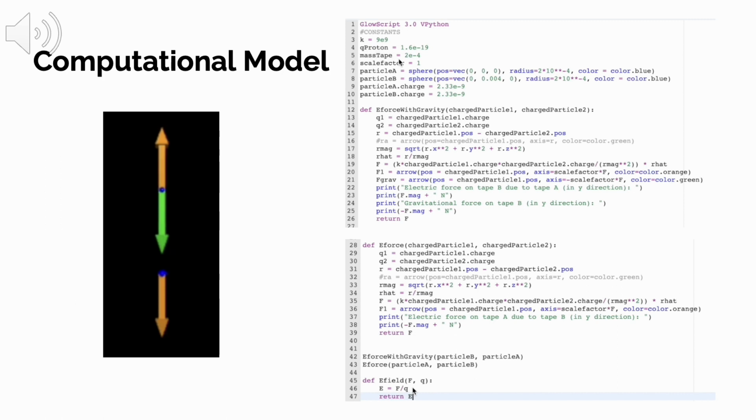The second function does not account for the gravitational force. In order to calculate the strength of the electrical field, we can then divide the force by charge. This gives us the electrical field. The results for the computational model are shown on the left. The first one accounts for the gravitational force, while the second one does not account for it.